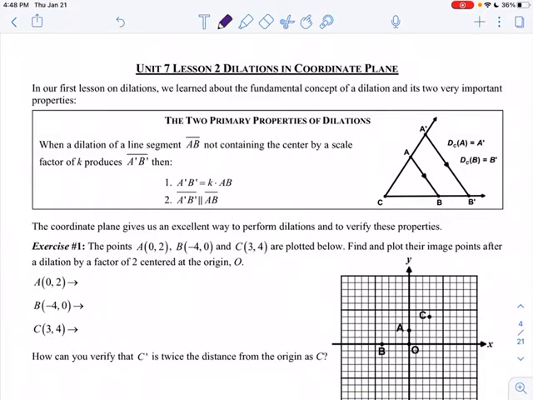Hi GOH, this is Unit 7, Lesson 2, and today we're going to talk about dilations in the coordinate plane. So this first box that I have here is really just a review of some things that we learned yesterday.